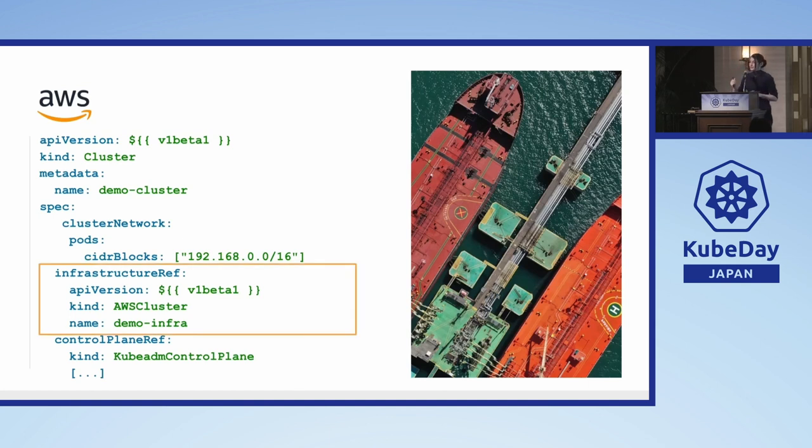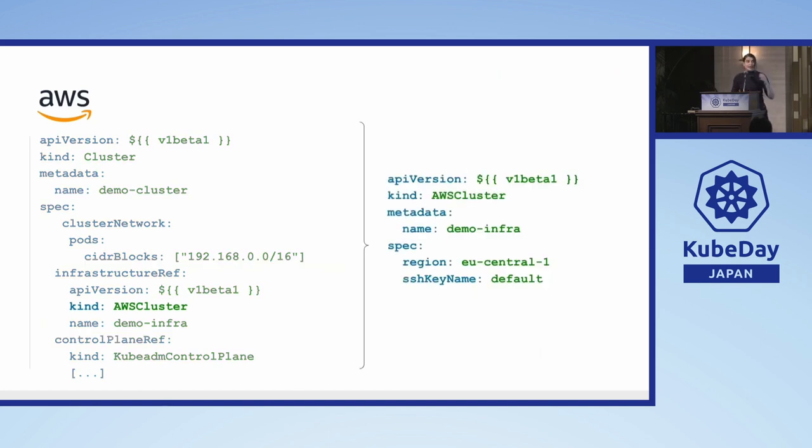However, I would like to draw your attention towards the infrastructure reference. Here is where we say that we want this cluster to be deployed in AWS. And what's going to happen underneath, it's going to pull configuration that's very specific to AWS, and we define it. So here we say that we want the cluster to be deployed in eu-central-1 as a region, and we want to attach an SSH key name with the name default to our instances. This is not a declarative list of variables. You have full flexibility of what you can configure, but these are just for demo purposes here.